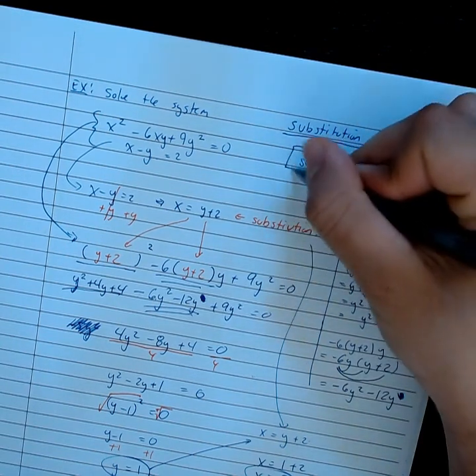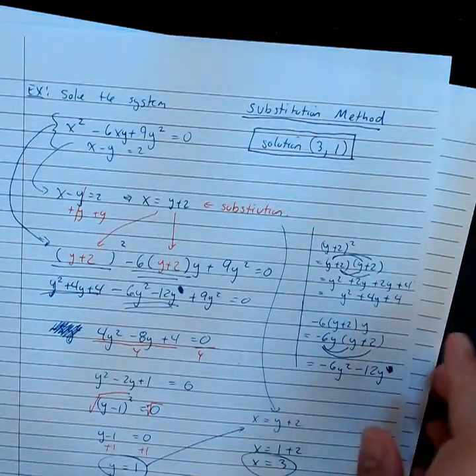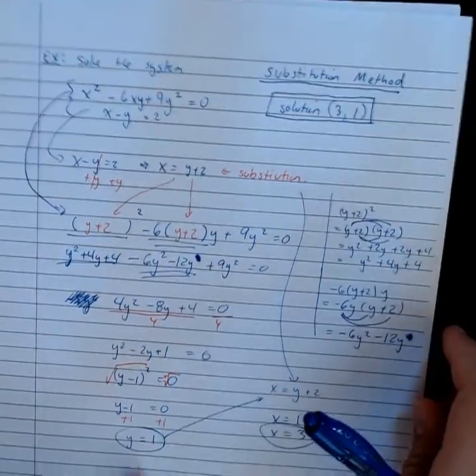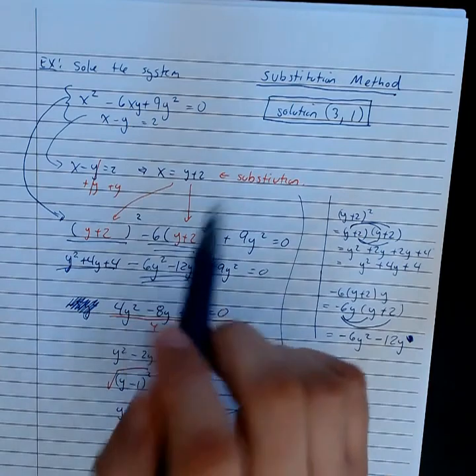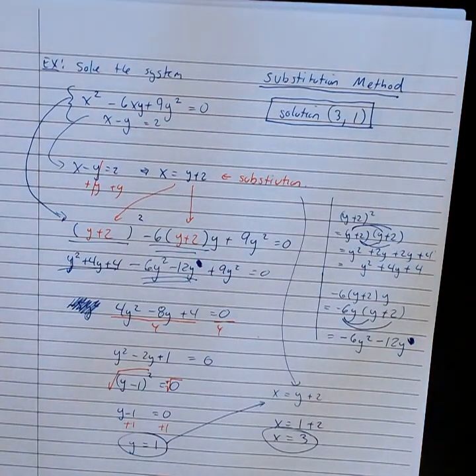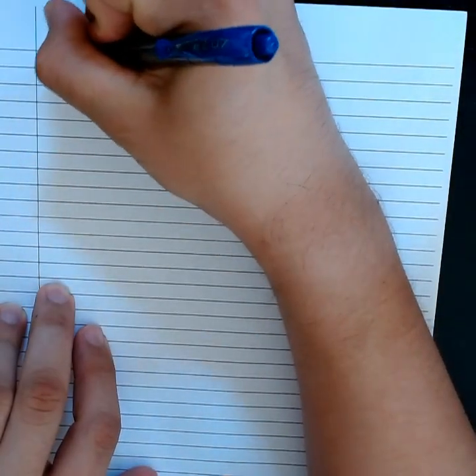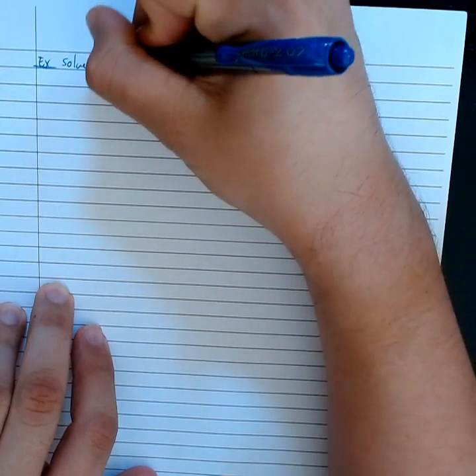So note, nonlinear systems might have 2 or 3 or 4 solutions, but they might just have 1. It depends on the problem. Let's take a look at another example of this. So example, let's go ahead and solve the system.